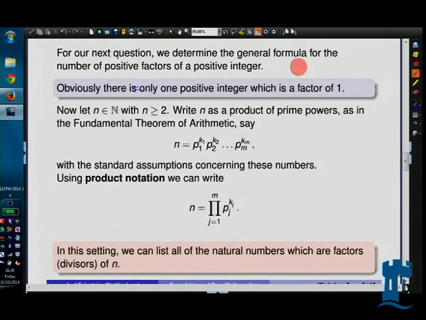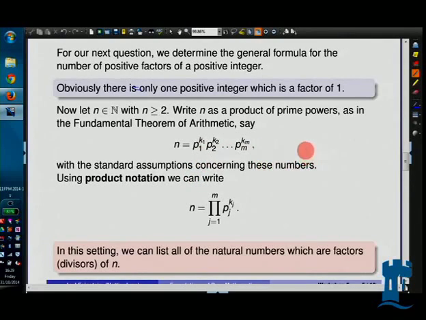So let's find a formula for the number of positive factors of an integer n. So n is going to be a positive integer that's at least 2. We'll write it as a product of prime powers like the Fundamental Theorem of Arithmetic. So here it is, p1 to the k1, p2 to the k2, and so on, pm to the km, in the usual way. So these prime numbers are different. The powers, k1 up to km, are natural numbers that don't have to be different from each other. But the primes are different.